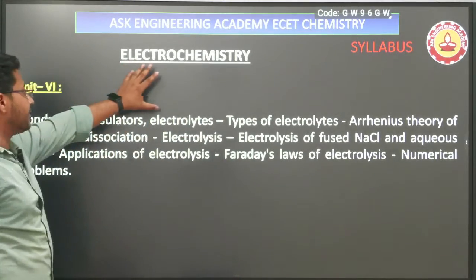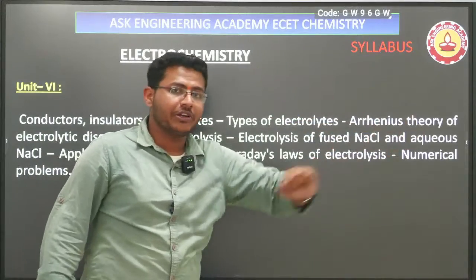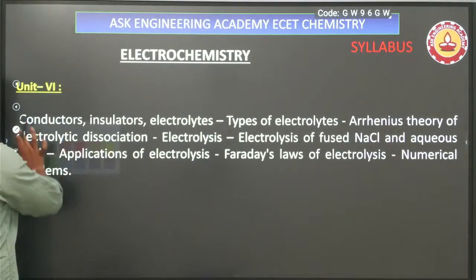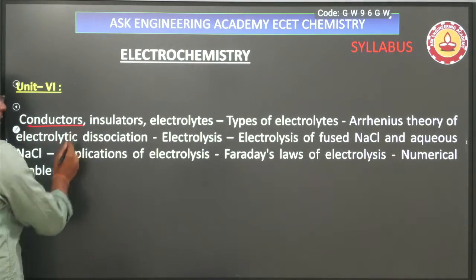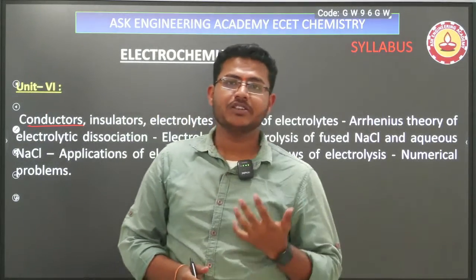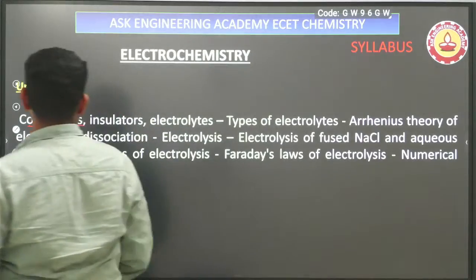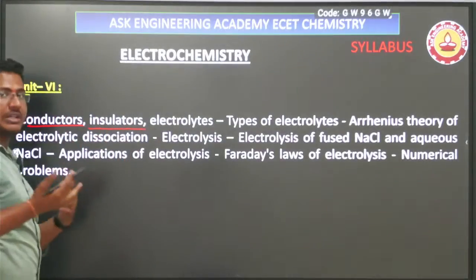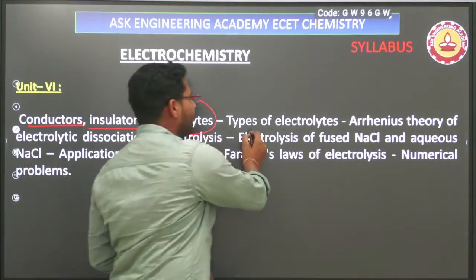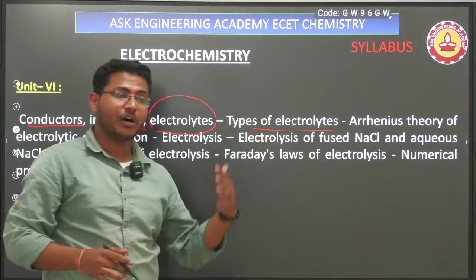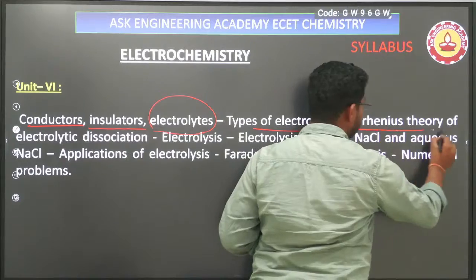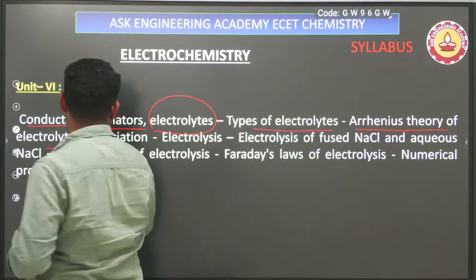Coming to the contents of electrochemistry, first, conductors. What are conductors? How are conductors generally formed? What are the properties of conductors? Second is insulators. What are insulators? Next, electrolytes. This is very important. Types of electrolytes: what are the electrolytes and how are the electrolytes divided. Finally, the Arrhenius theory of electrolytic dissociation.